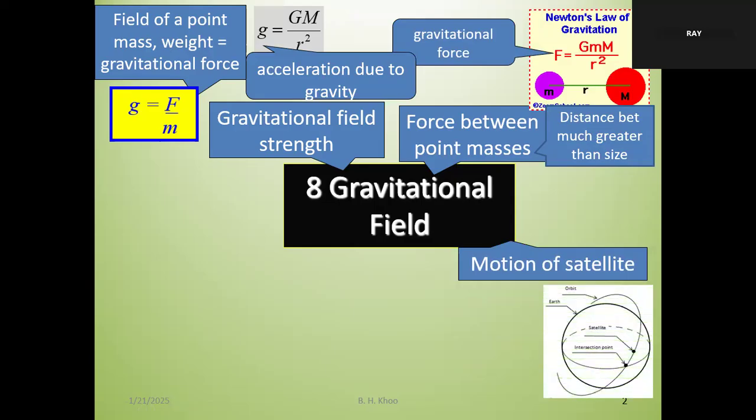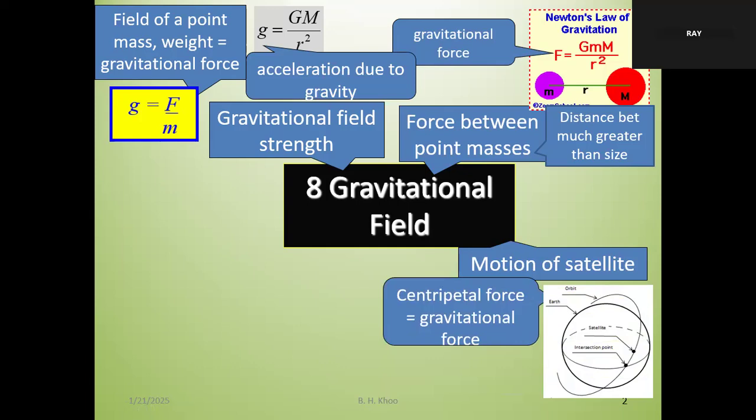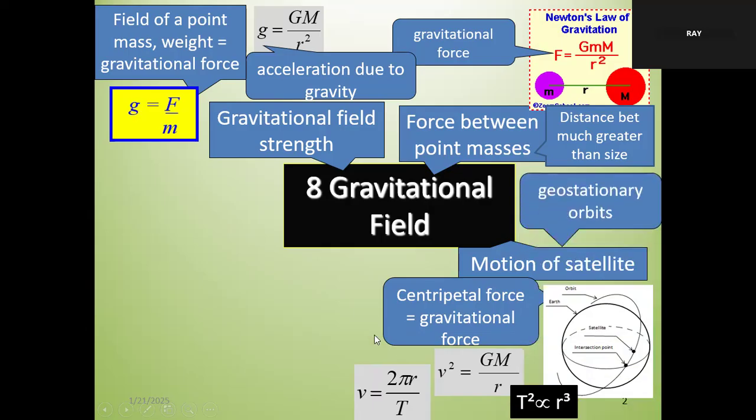Motion of satellite, that is where the application will be for circular motion. Centripetal force equals gravitational force. So we will derive the formula v squared over Gm, quite a popular topic. And then v equals 2 pi r over T. And now to derive T squared is proportional to r cubed. And we introduce the idea of geostationary orbit.